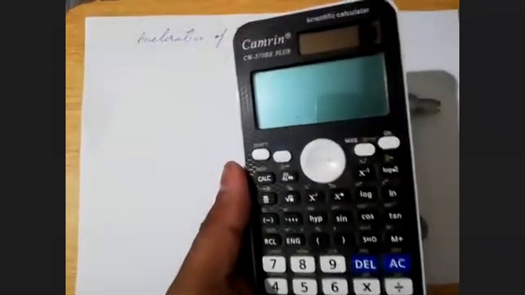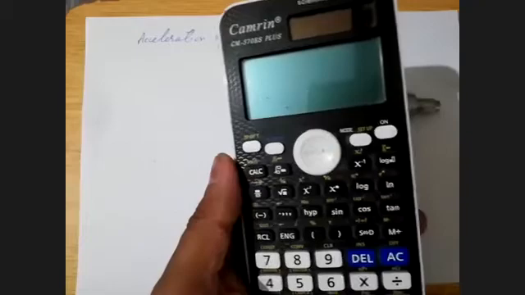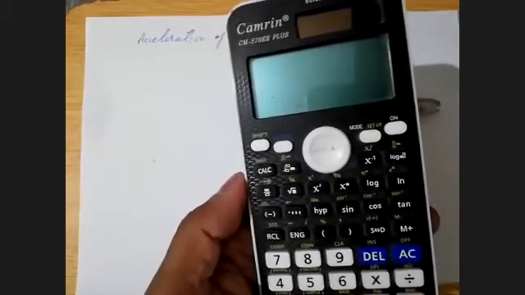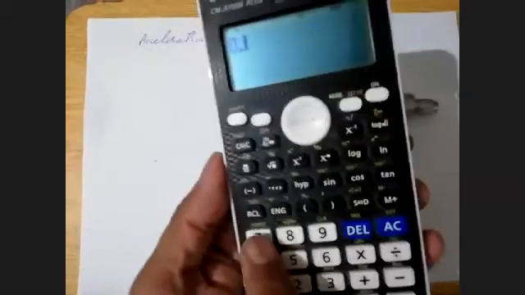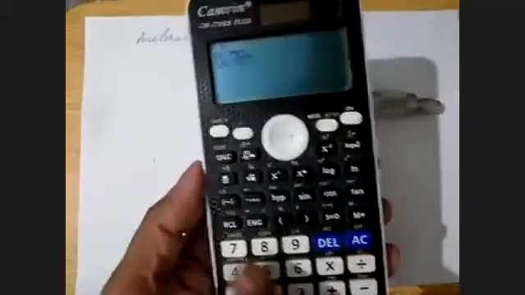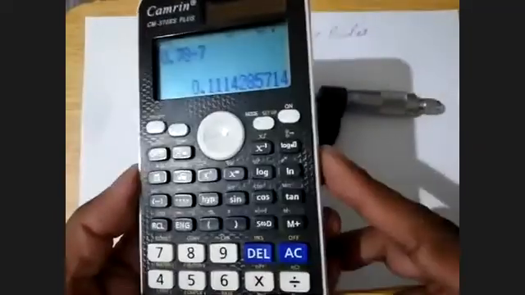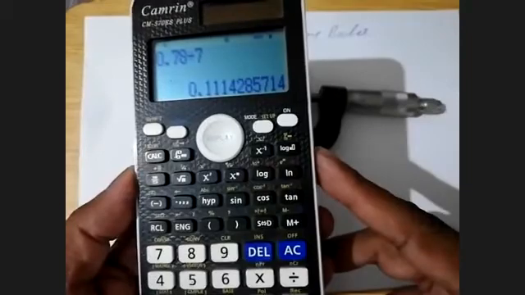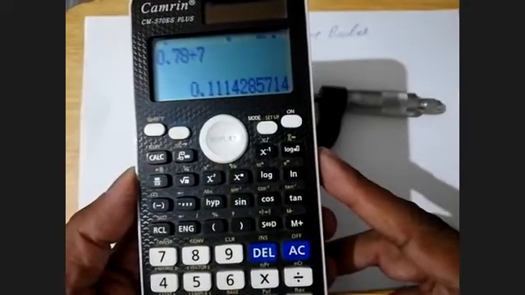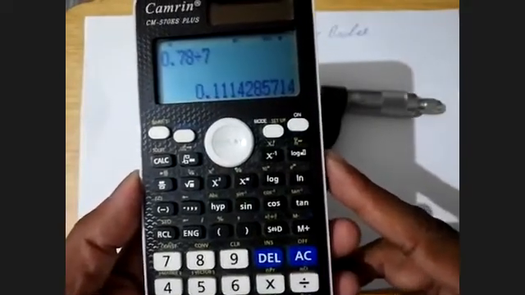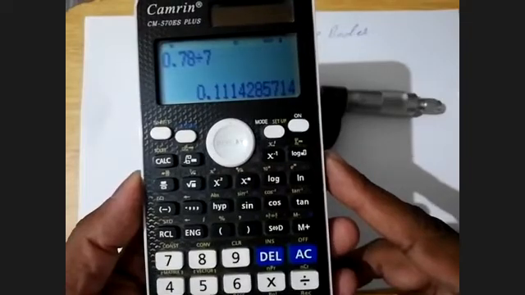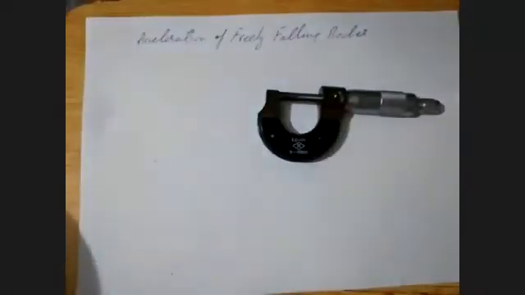Obviously, whatever you have to do, the number of turns was also 7. So 0.78 was divided by the number of turns. So the diameter will be 0.11 millimeter. It means in two decimal places, its diameter will be 0.11 millimeter, because the total number of turns of the wire was 7.